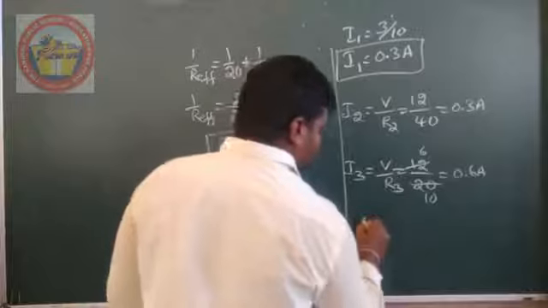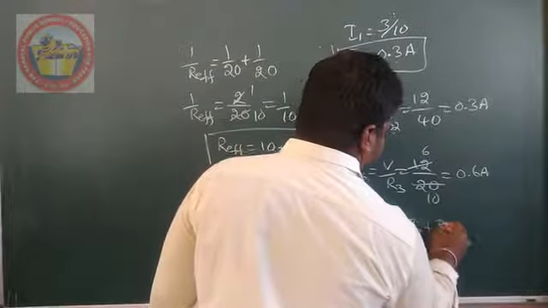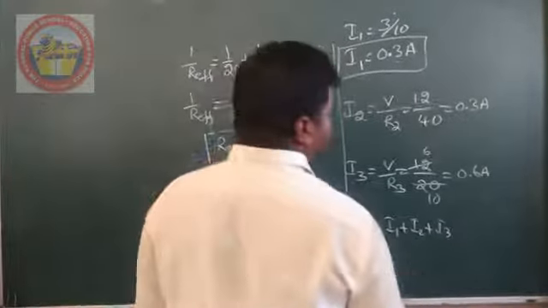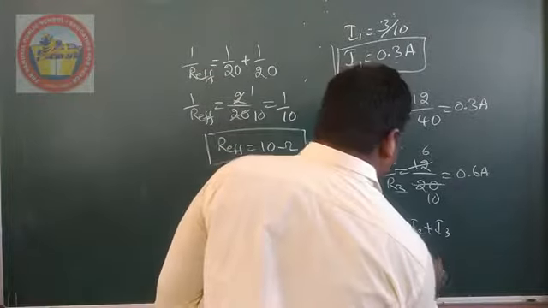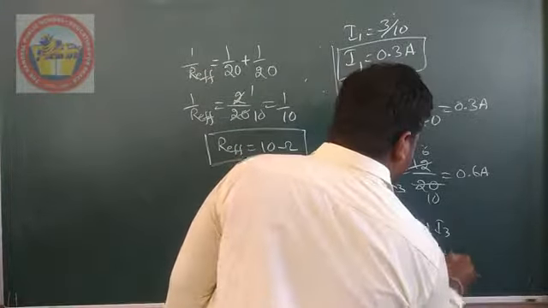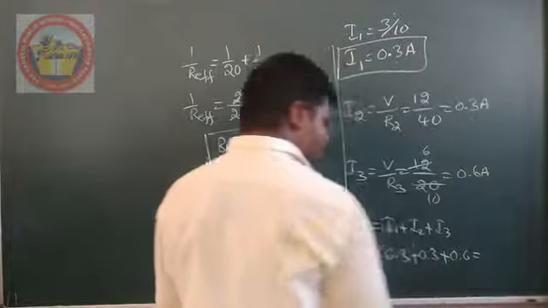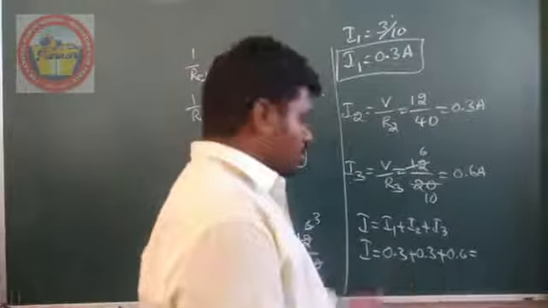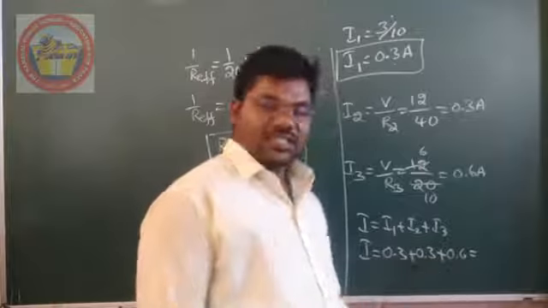So then the total current I is equal to I1 plus I2 plus I3. I is equal to 0.3 plus 0.3 plus 0.6. How much in total? 0.9 amperes.